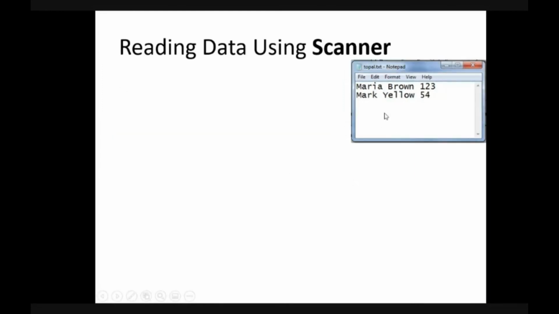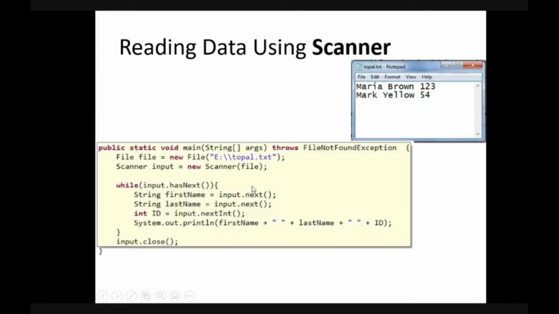Let's say this is my text: Maria Brown, 1, 2, 3, mark yellow, 5, and 4. By using this while loop, while input has next. First I read the file and assign it to a file object. I said I am going to read from this tuple.txt file, not from the console, by writing this file here. I have a while loop, while input.hasNext. What is input? This file. While there is something to read, it starts from the beginning here.